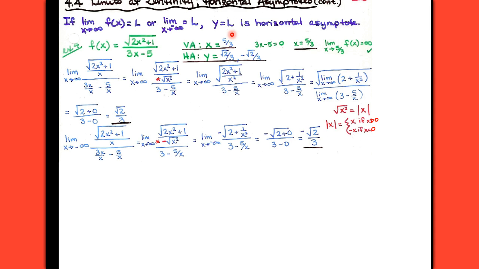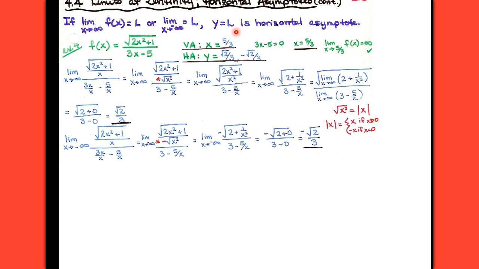But again, even though that gives me a practical way to find my horizontal asymptotes, in terms of justification or verification, I do have to show that the limit as x approaches infinity or negative infinity of my function leads to that value that I'm stating is my horizontal asymptote.